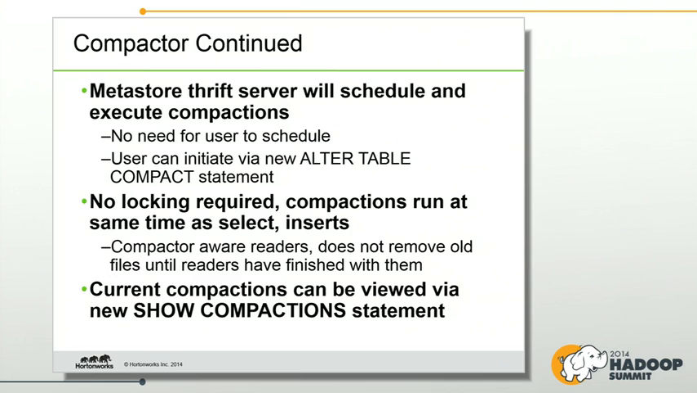So as I've said, this is all automatic. The Metastore actually watches these things in the background and schedules the compactions. You can initiate a compaction event yourself if you want to. There's a new alter table compact command that will allow you to initiate either a minor or a major compaction. You can choose that.